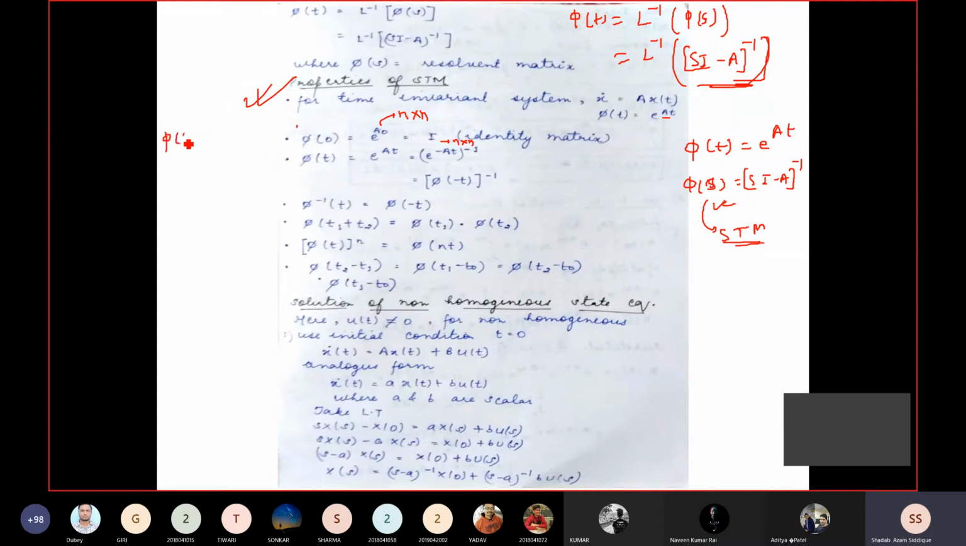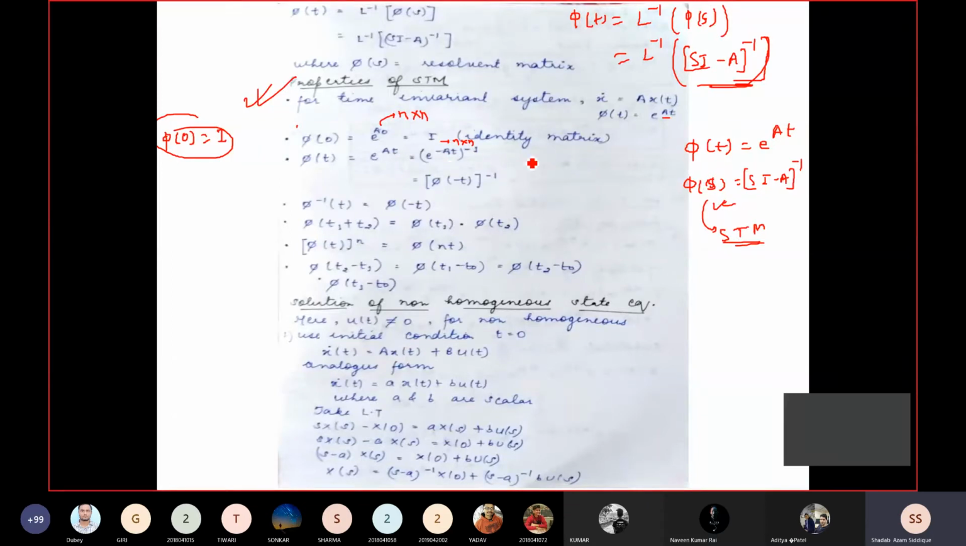So you should remember this, phi of 0 is equal to the identity matrix, because it is equal to e to the power A into 0. Now we have phi of t is equal to e to the power At, and if we try to find phi of minus t, we take the minus sign in A. So this will give you a minus sign here. And if you take a power of minus 1, the minus minus will cancel and give you the same e to the power At.